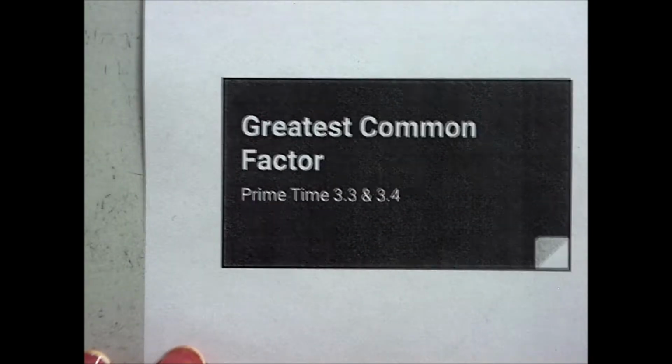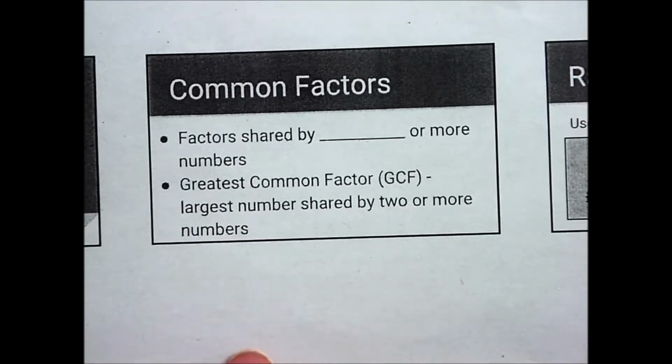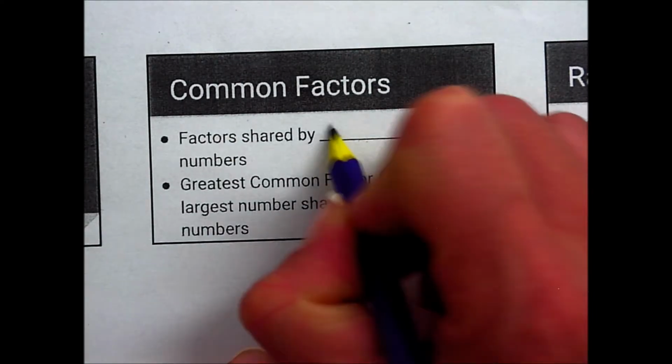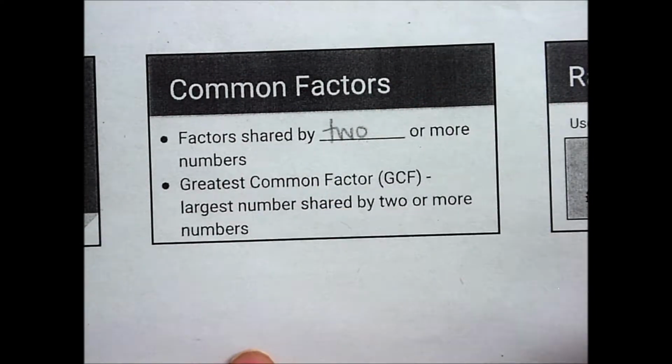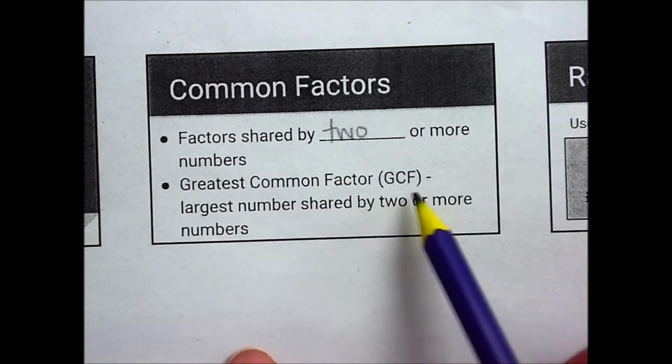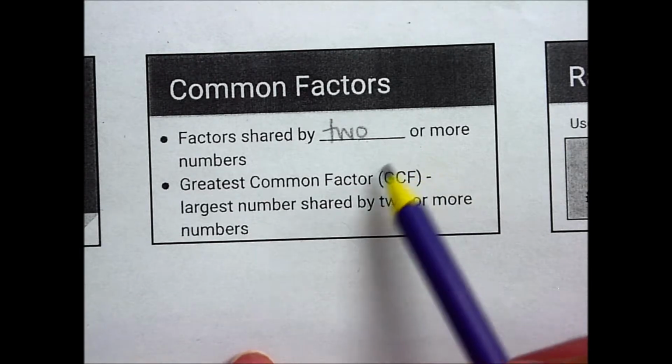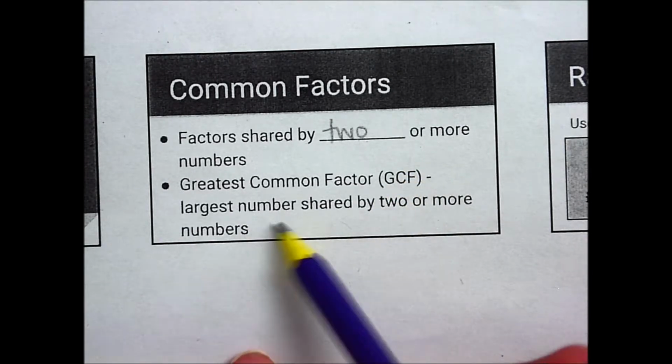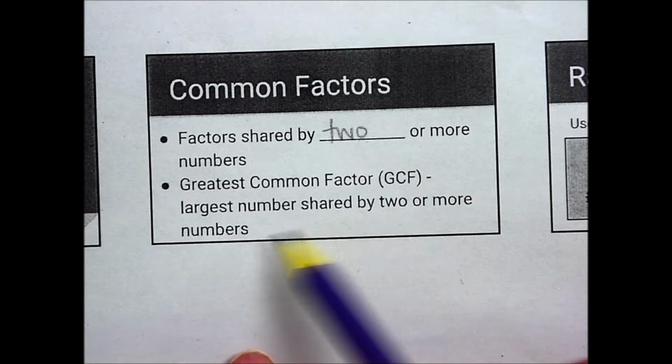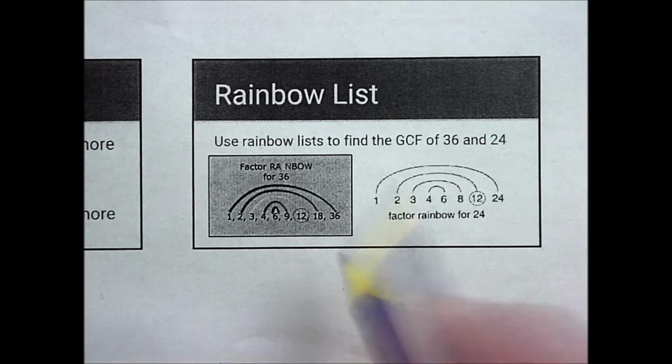Today we're going to look at the greatest common factor. Common factors are factors shared by two or more numbers. The greatest common factor, also known as GCF, is the largest number shared by two or more numbers. There are a couple of methods to use when finding the greatest common factor.